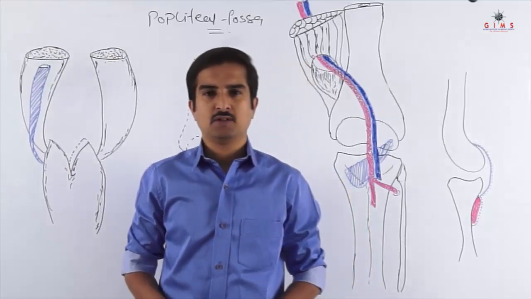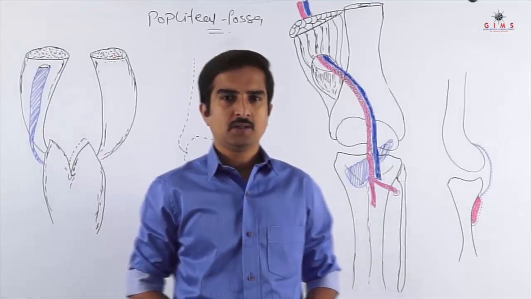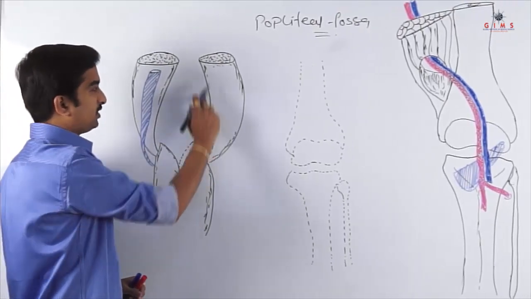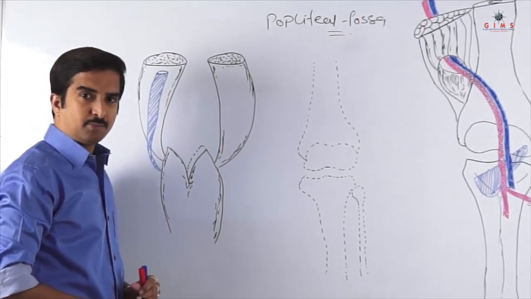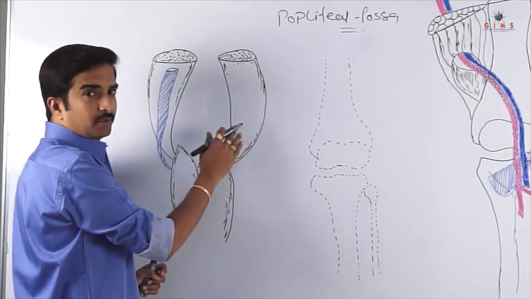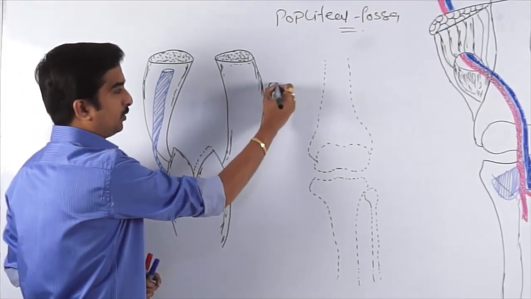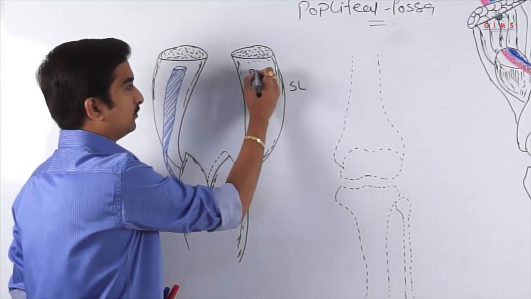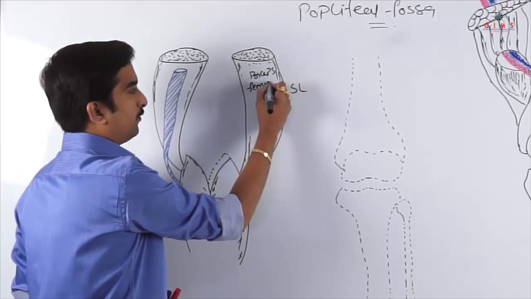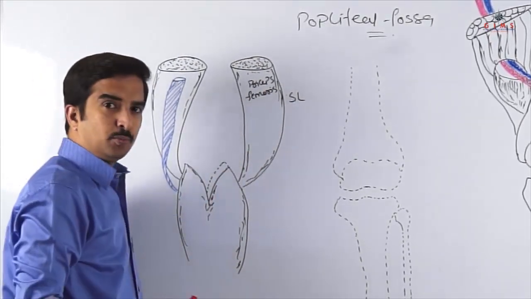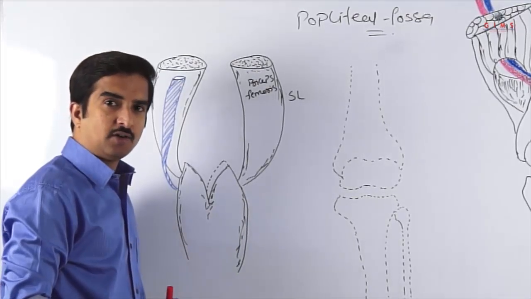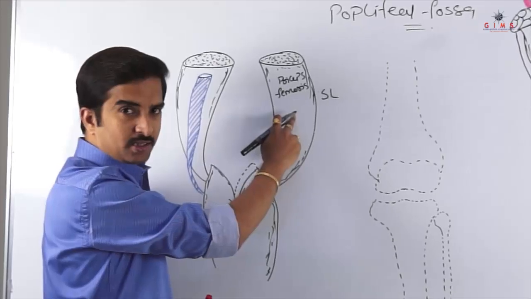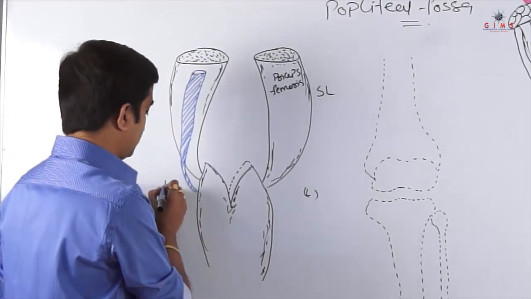Let us first discuss what the boundaries of the popliteal fossa are. Here, the diamond shaped depression which is present at the center is called the popliteal fossa. Superolaterally, that is the superolateral boundary, it is formed by the biceps femoris muscle. We take this as the lateral side and this as the medial side.